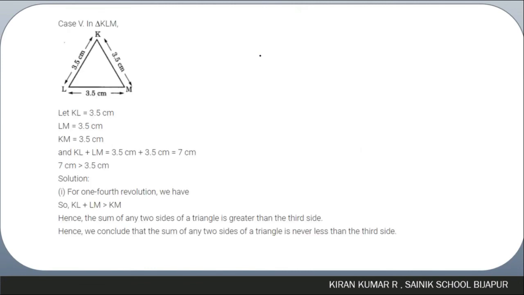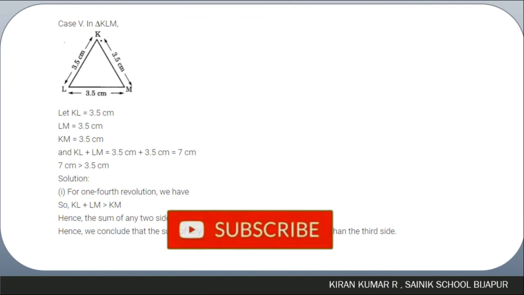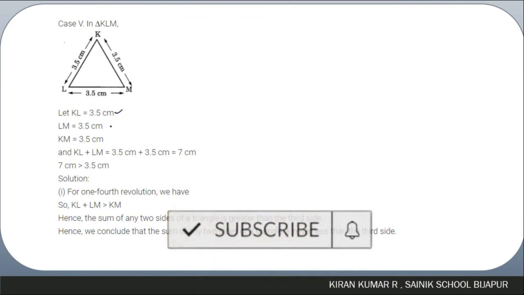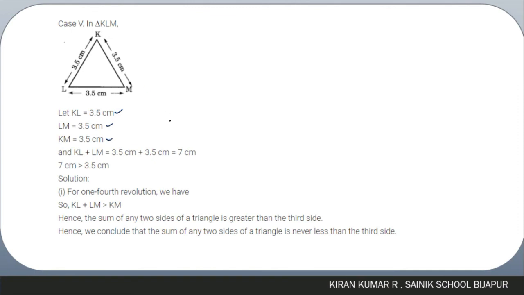Last, I have taken the triangle KLM with KL equal to 3.5, LM equal to 3.5 and KM equal to 3.5. I have taken equilateral triangle. Let's see the sum. KL plus LM is 7 cm. It is greater than 3.5 cm. Therefore, sum of any two sides of triangle is larger than the third side. It cannot be less than the third side. So the conclusion is sum of any two sides of triangle never be less than the third side.